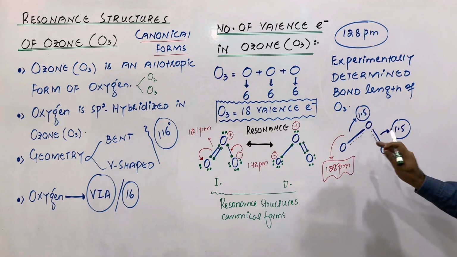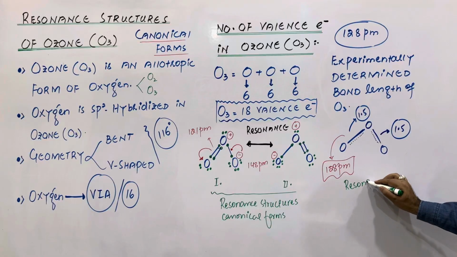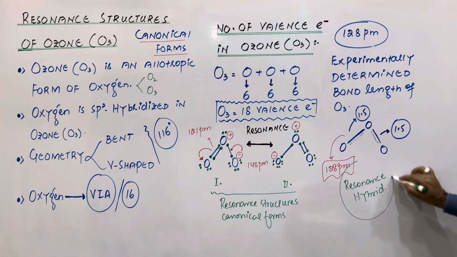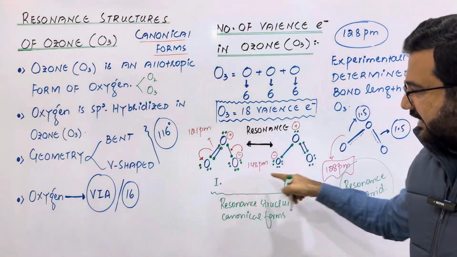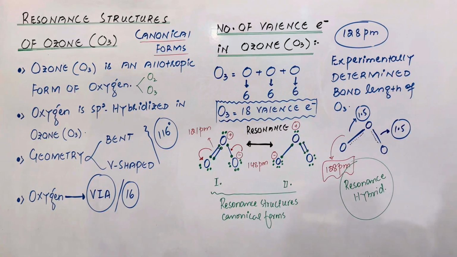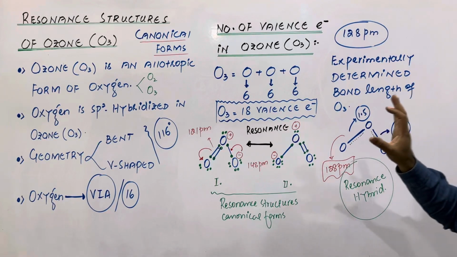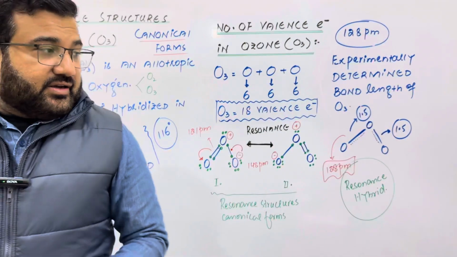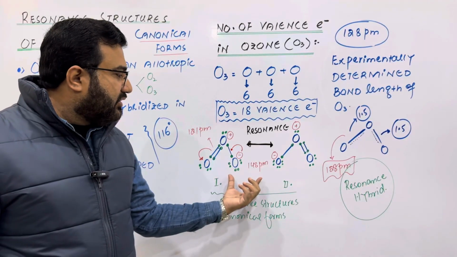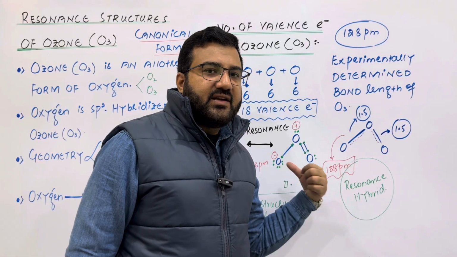Now this structure, which is derived from these two structures, is called the resonance hybrid structure. This resonance hybrid is basically the hybrid of these two resonance structures, and this is the structure which is closest to the actual structure of ozone. It is closest to the experimentally determined data of ozone. Now, this resonance hybrid is always more stable as compared to its canonical forms, because the resonance hybrid is present at a lower energy state than its canonical forms.